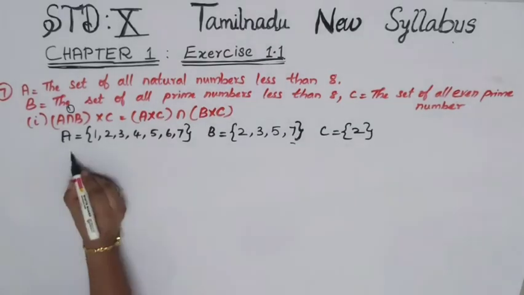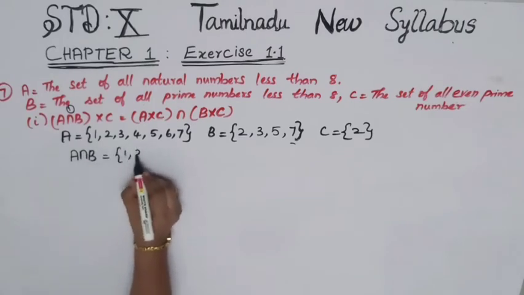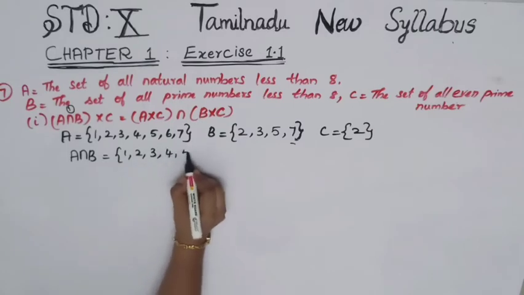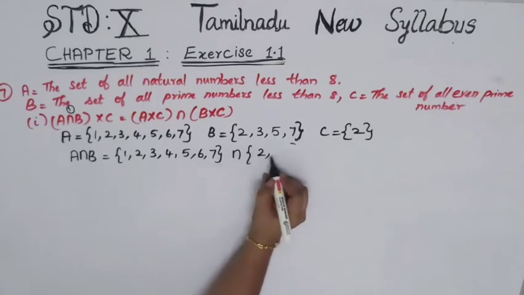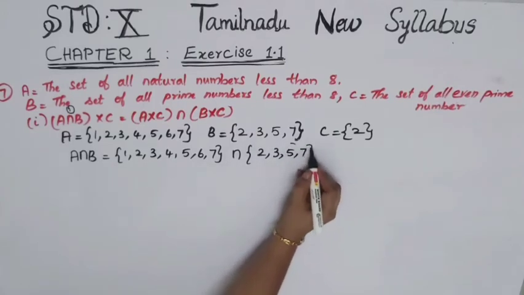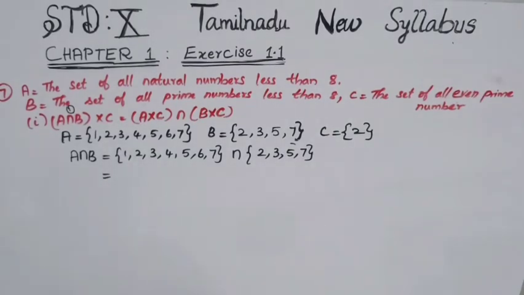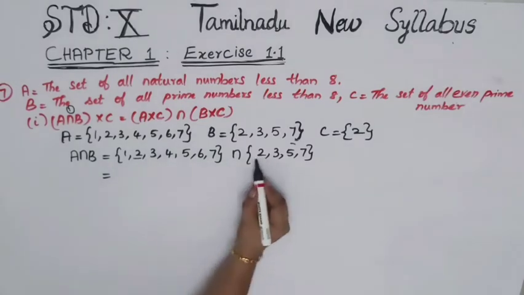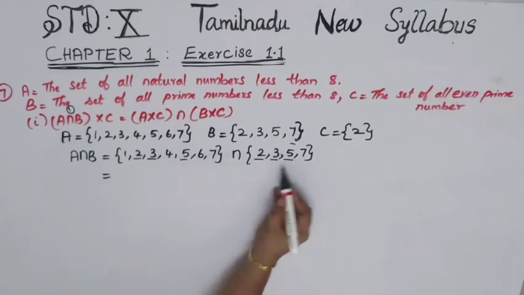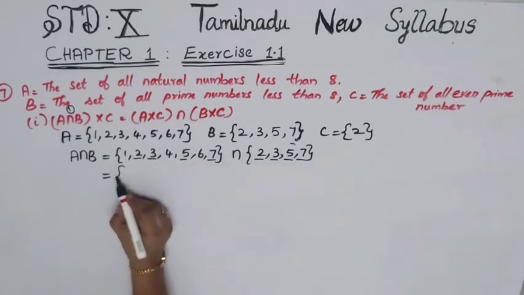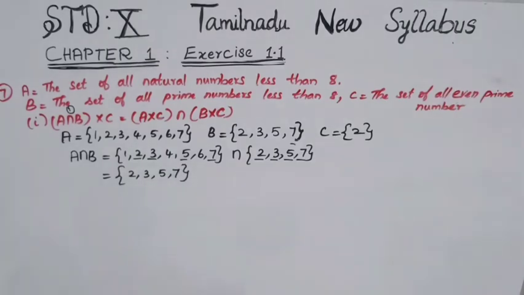Now going to your sum, left hand side, that is A intersection B, that will be the first step. So A is 1, 2, 3, 4, 5, 6, 7, intersection B is 2, 3, 5, 7. Intersection is nothing but your common terms, that is common elements, the elements which are repeated twice. So 2 is here, 3 is here, 4 is not there, 5 is here, 7 is here. So we can write it as 2, 3, 5, 7. This is our A intersection B.